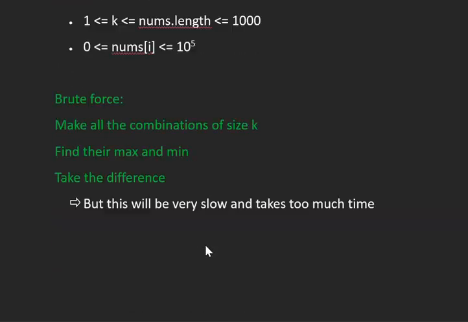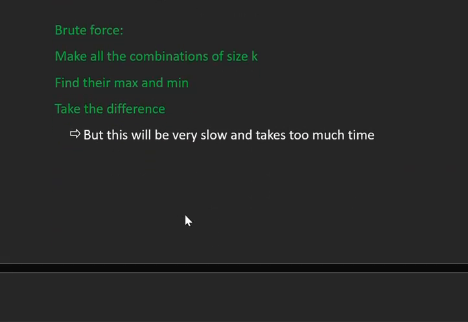So what can be our brute force approach? The brute force approach can be that we take all the possible combinations of size k, and then out of those combinations we find their max and minimum and then take the difference. But the thing is that finding all the possible combinations will take very much time and it will be very slow. So this won't be a good approach.